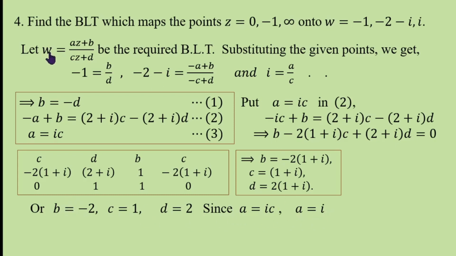Substitute these values in this W. So the required bilinear transform is (AZ plus B) by (CZ plus D). A is i, so iZ plus B, B is minus 2, so minus 2, divided by CZ, C is 1, so 1Z plus D, D is 2. So this is the required bilinear transformation.